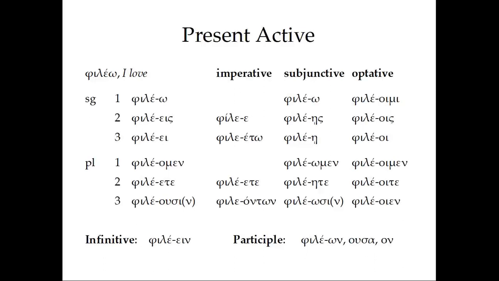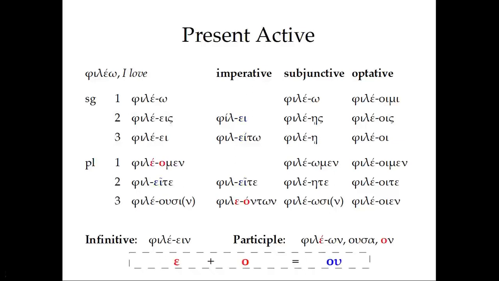So let's look at the present active of phileo, I love. These are the forms we would expect: phileo, phileis, phileei. It's kind of hard to say. So let's look at the first rule of contraction. Epsilon plus epsilon equals the diphthong. We've got it in four places, it looks like, including the second person singular imperative there, love or be loving, something like that. So we see contraction occur there. So it's phílei rather than phíleee or something like that. Phileite, y'all love, rather than phileeete.